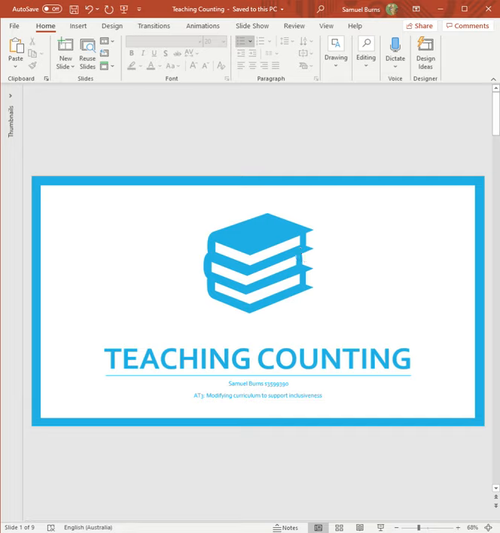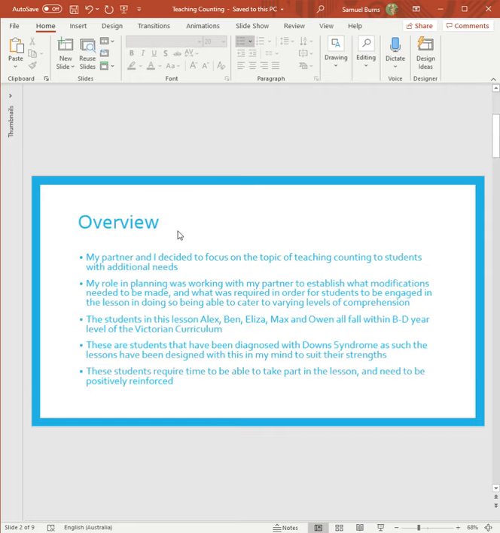I did the last assignment with my partner Andrew. We decided to do teaching counting. My partner's and my role was working to establish what modifications needed to be made in order to cater to students of different levels of comprehension.